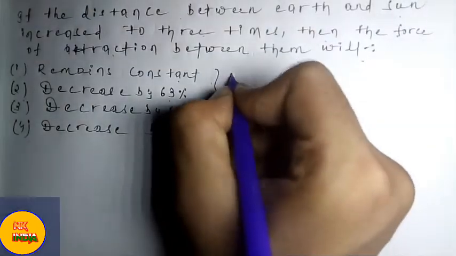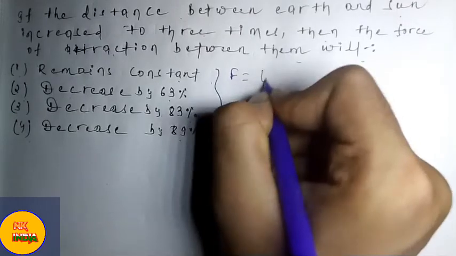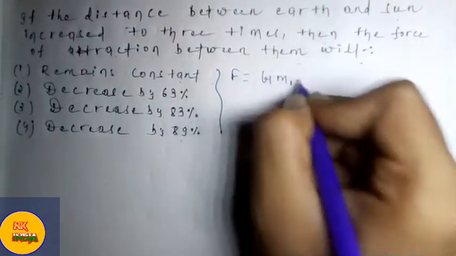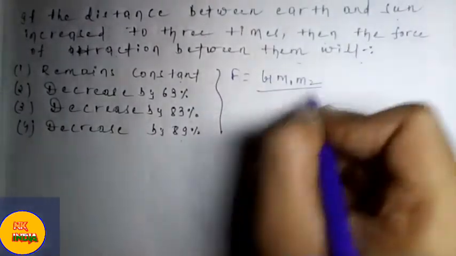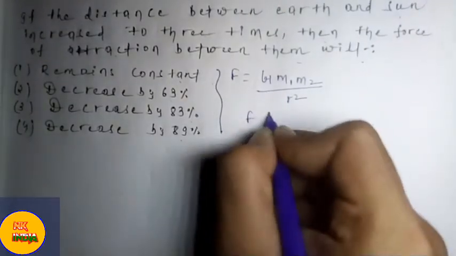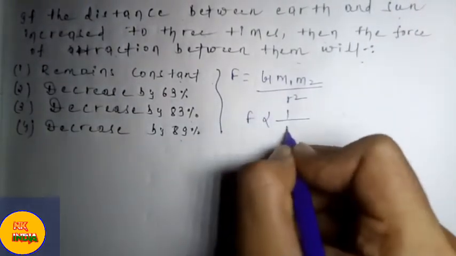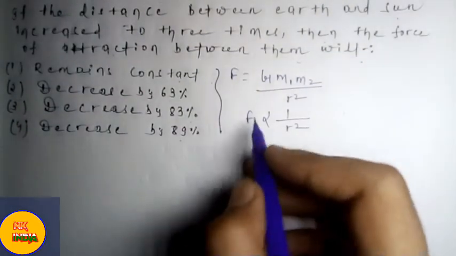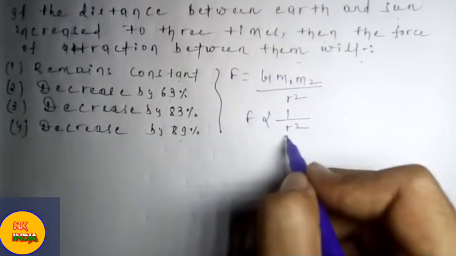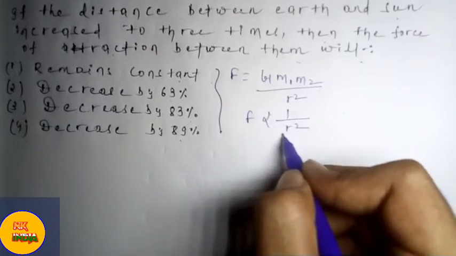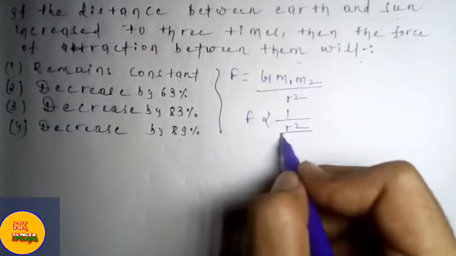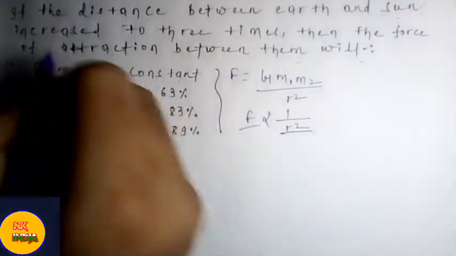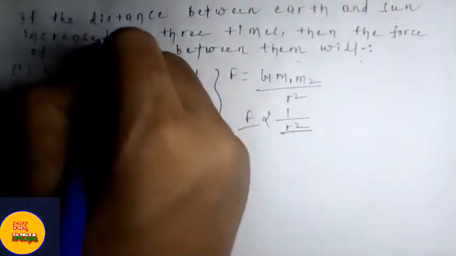So we know that gravitational force is equal to capital G into m1 into m2 divided by r square, where force is inversely proportional to the square of the distance between the two objects. It means that if we increase force, then the distance decreases, and if we increase distance, then the force decreases, and here the distance is increasing.